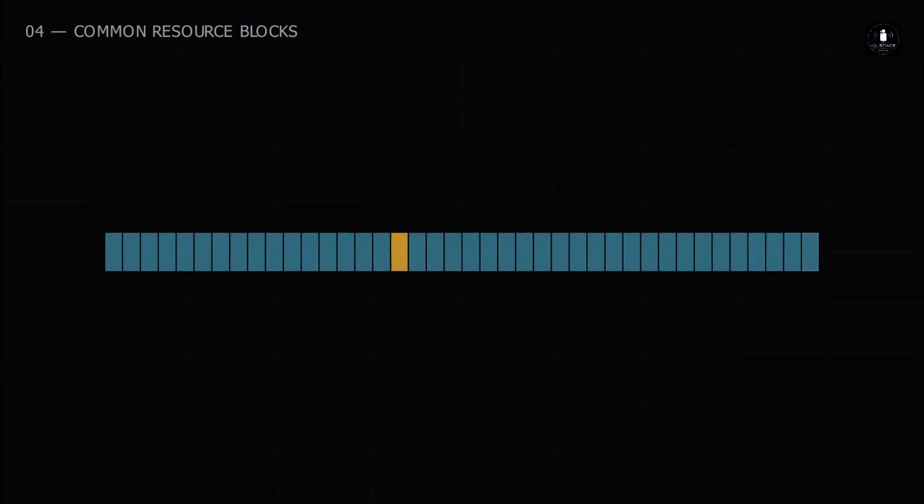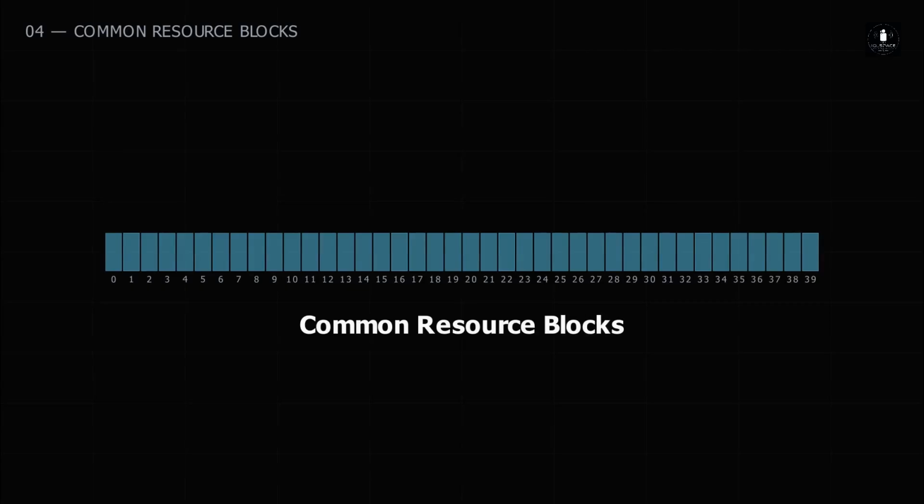As it contains many resource blocks, each block requires a unique address. In 5G NR, the resource block numbering starts from the beginning of the carrier bandwidth. The resource blocks in the entire bandwidth are called common resource blocks.